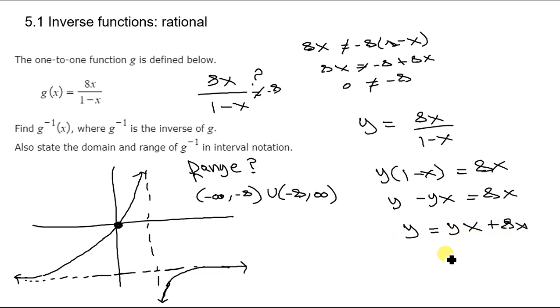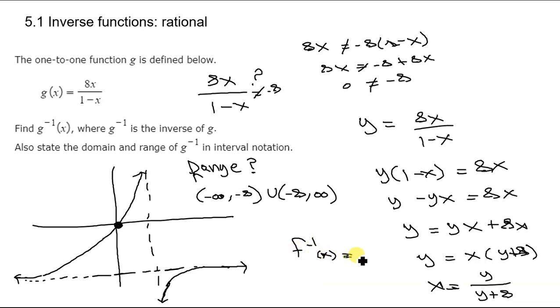Now we have x here and x here, so the right-hand side we can factor as x times y plus 8. Now we'll divide by y plus 8. That says that x is equal to y divided by y plus 8. Now we have our inverse function. Doing a relabeling, f inverse of x is equal to x divided by x plus 8. And it has a domain, which is the same as the range of f, that is minus infinity up to minus 8, together with minus 8 up to positive infinity.